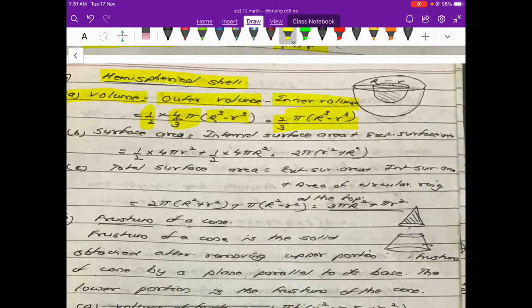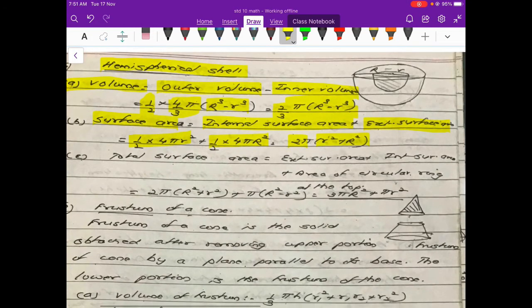If we want the surface area, the curved surface area will be the internal surface area plus external surface area. So it is 4 pi R square upon half and 4 pi r square upon half. So if we combine this, we are simply getting 2 pi into (R square plus r square).